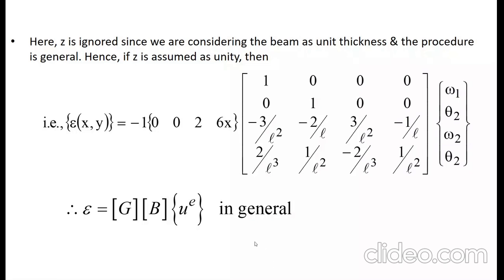So for that, minus 1, the G value will be 0, 0, 2, 6x, and then the B value will be 1, 0, 0, 0, 0, 1, 0, 0, minus 3L square, minus 2L, 3L square, minus 1L, 2L cube, 1L square, minus 2L cube, 1L square. And then the displacement value will be w1, theta 1, w2, theta 2. So this is the general form. Already we know the G term and the B term.